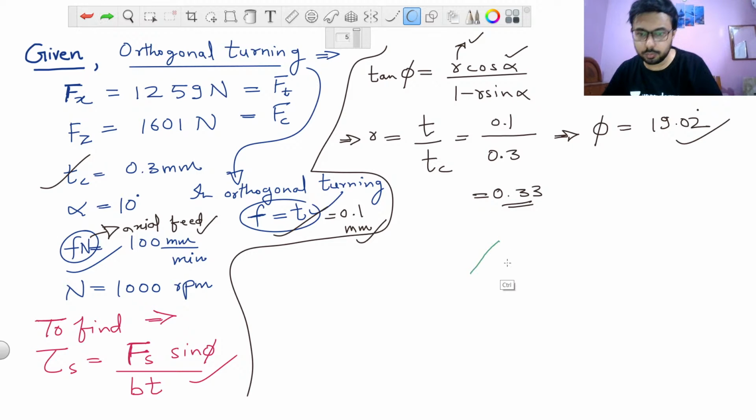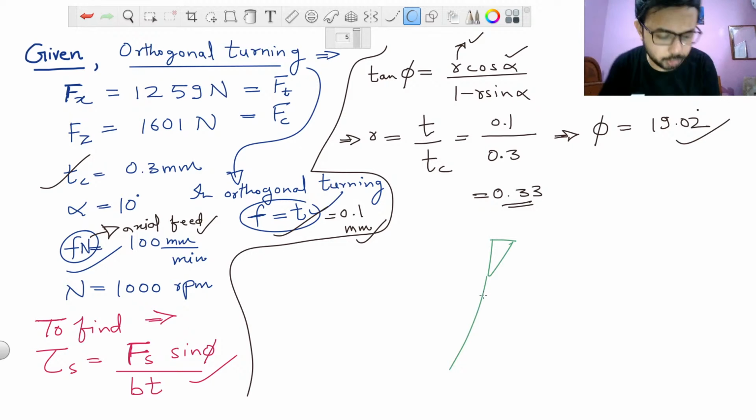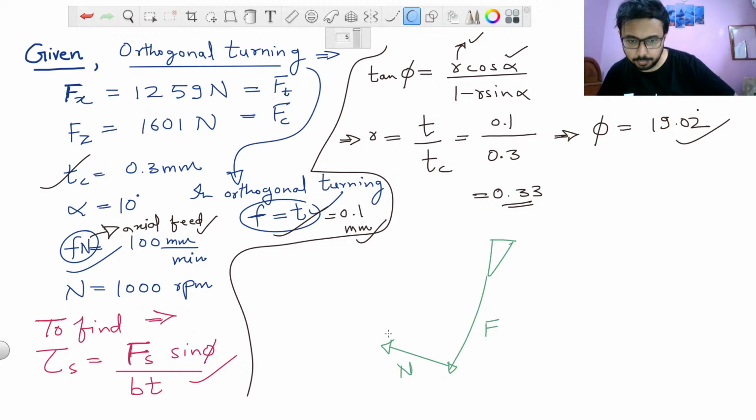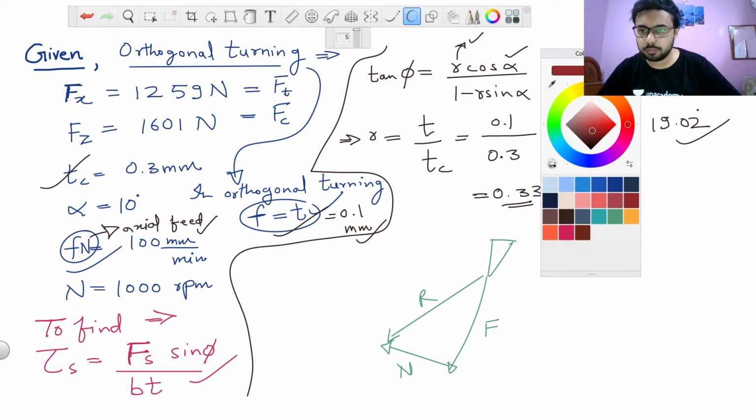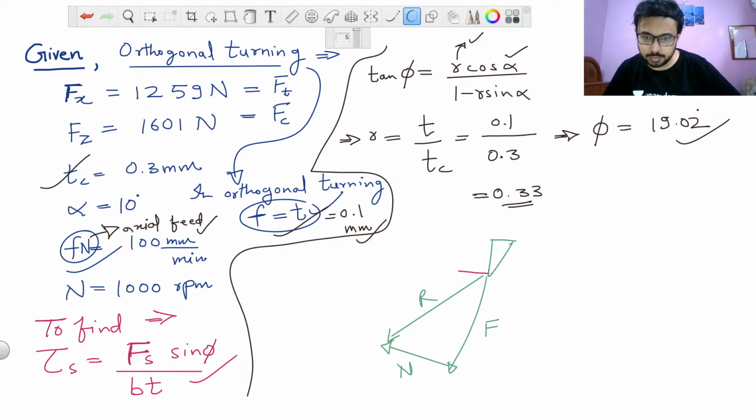So right now I am drawing the merchant circle, roughly as you should draw it. And here you can see, first I have drawn the frictional force, and at 90° we will be getting N, and we will be joining this to get the resultant. So here it is cutting force, thrust force.